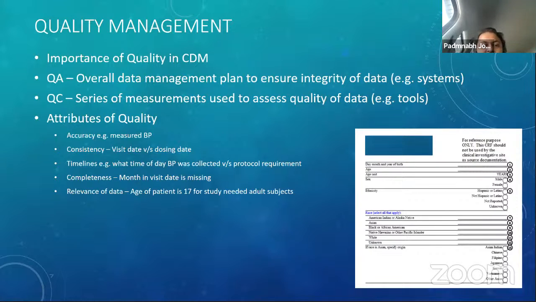So we'll have to be vigilant to ensure that the data that is getting captured is accurate for that particular subject, if there is no other historical information available stating that this subject might be hypertensive. The data also needs to be consistent.